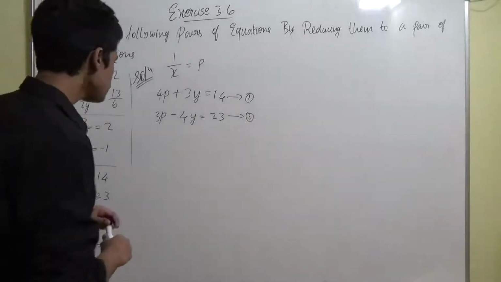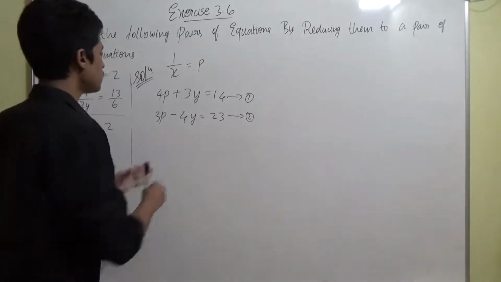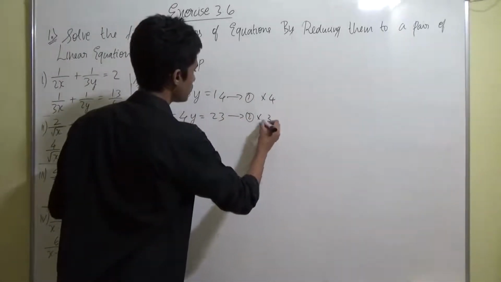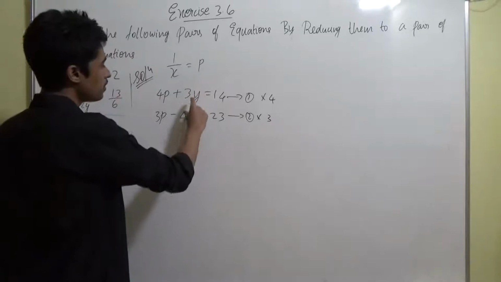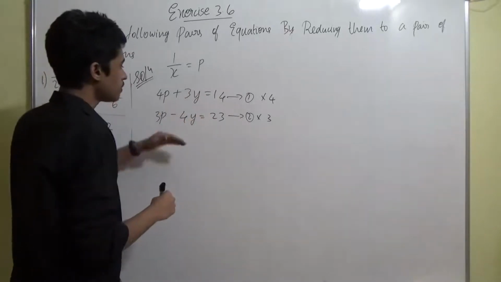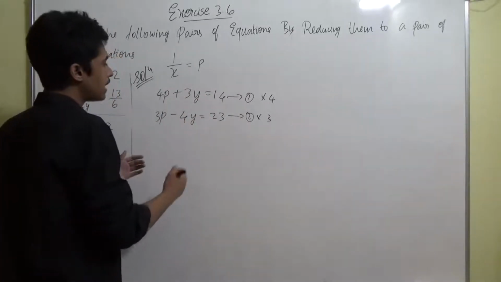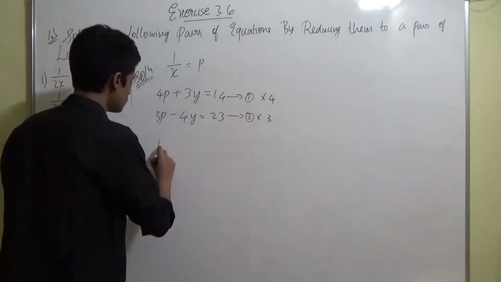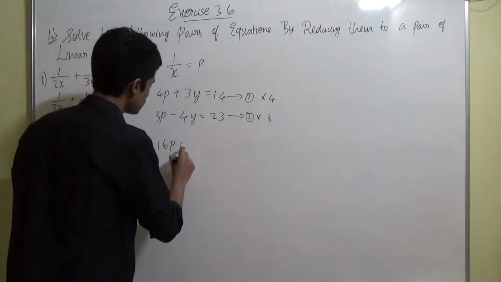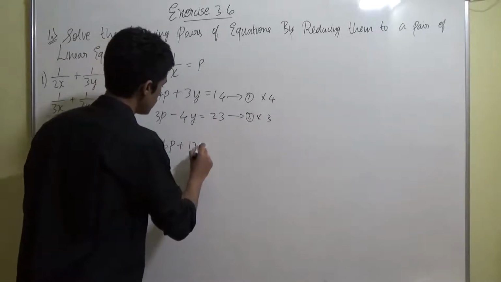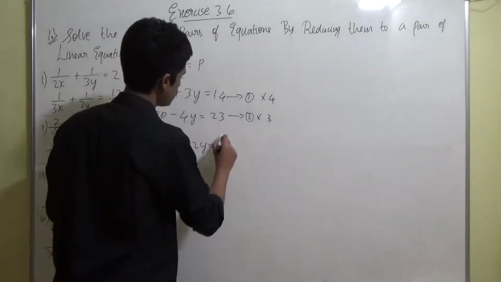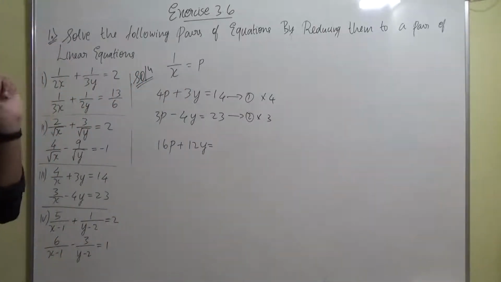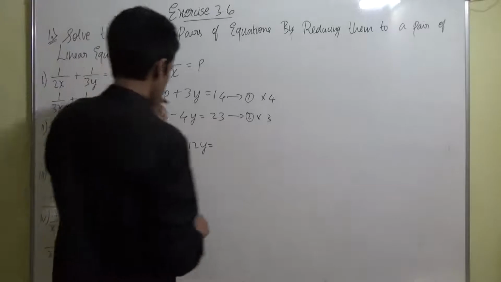So now what we'll do, guys, we'll multiply the first equation by 4 and the second equation by 3. That time what will happen? This will become 12y and this one will become minus 12y, so it will get cancelled when you add. So we'll just do the multiplication now. 4 into this whole equation becomes 16p plus 12y equal to 28, or how much does it become, 56, right?